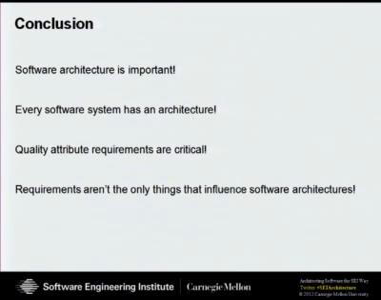Okay, to wrap this up, I'm a couple minutes later than I wanted to be. Software architecture is important. Whether you know it or not, every software system has an architecture. If you're the architect and you fail to make important decisions about the architecture, you will end up with an architecture anyway. Quality attributes are critical to the design of your architecture. You have to know what the quality attribute requirements are. Traditionally, people are terrible at collecting quality attribute requirements. You need to be better at that. And again, requirements are not the only thing that influence the architecture.